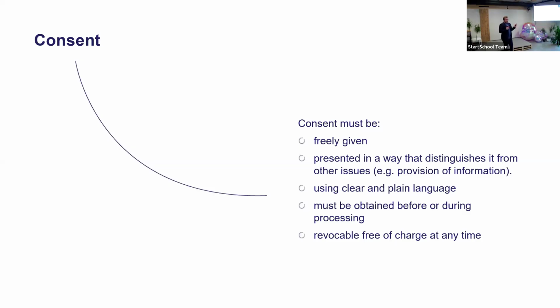And a cookie banner is a typical example of, as I mentioned previously, these legal bases. One of these legal bases for processing is consent. And the cookie banner is a typical example, since you consent to something, you agree or disagree. I want these cookies in my system or I don't. So there are requirements. It must be freely given, presented in a way that distinguishes it from other issues. So it's separated, you know what you consent to. There is clear and plain language, you can easily understand it, and it must be obtained before or during processing. And the important thing is that it must be revocable free of charge. So there is a problem with consent.